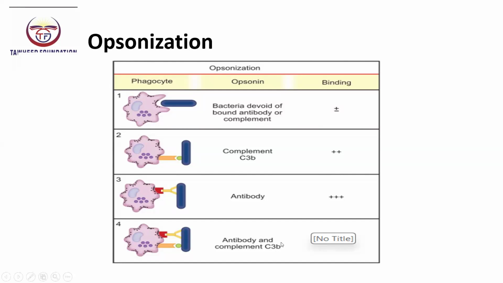Last part is combined opsonization by antibody and complement. Sometimes both mechanisms work together. The antibody binds the pathogen and activates complement. So phagocytes now have both Fc receptors and C3b receptors engaged, which greatly enhances binding and phagocytosis.